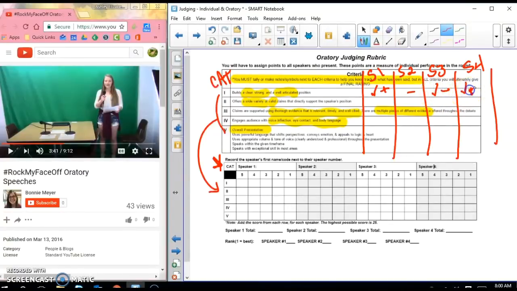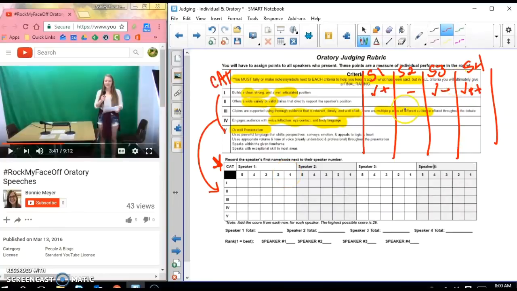And maybe this person did it and theirs was exceptional. And so you can see that as I'm going through and making my marks, I then should be able to rank these speakers down at the bottom. No matter what, when I'm looking, I can rate each of these categories on a scale of 1 to 5, where 5 in this circumstance is the best and 1 is the worst.